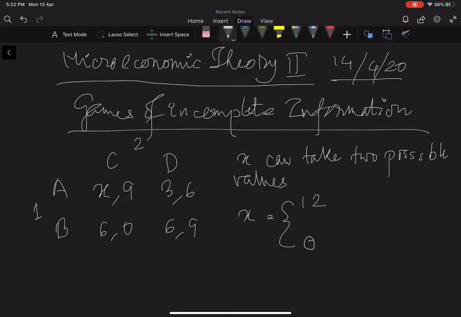So let me specify that x is 12 with probability 2/3 and 0 with probability 1/3. Okay, so this means that player 2 thinks that player 1 will get payoff 12 in that cell with probability 2/3 and will get 0 with probability 1/3. Okay, so this is the information setup.